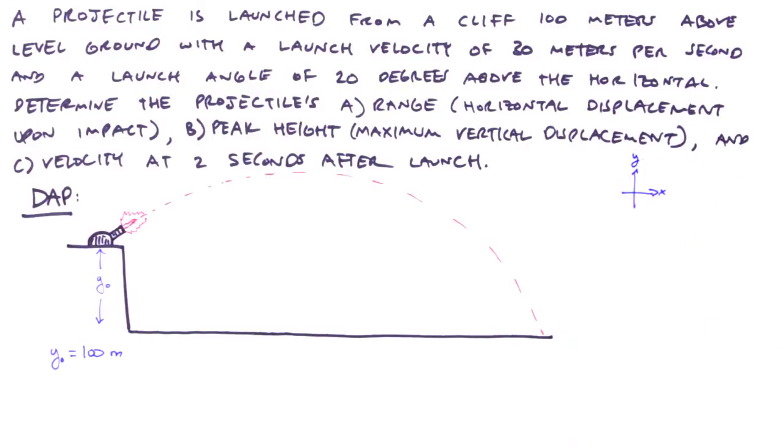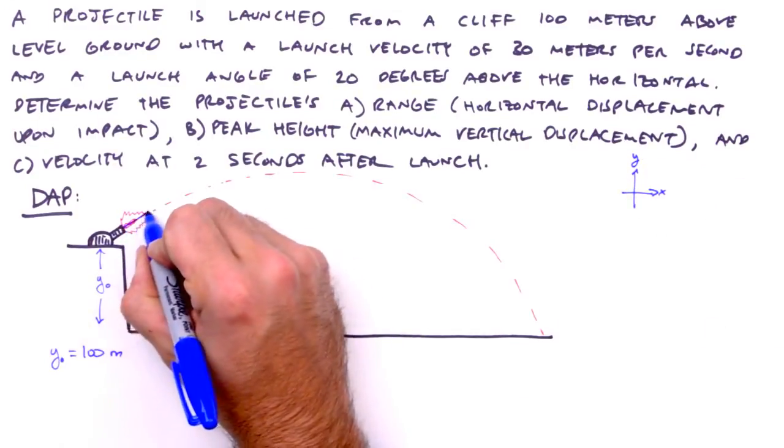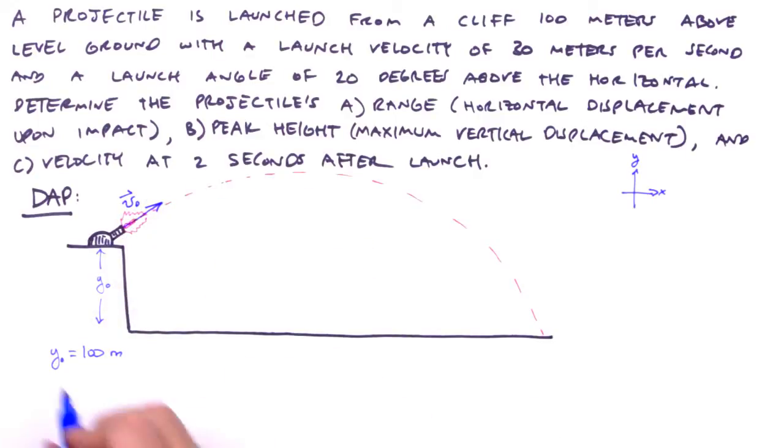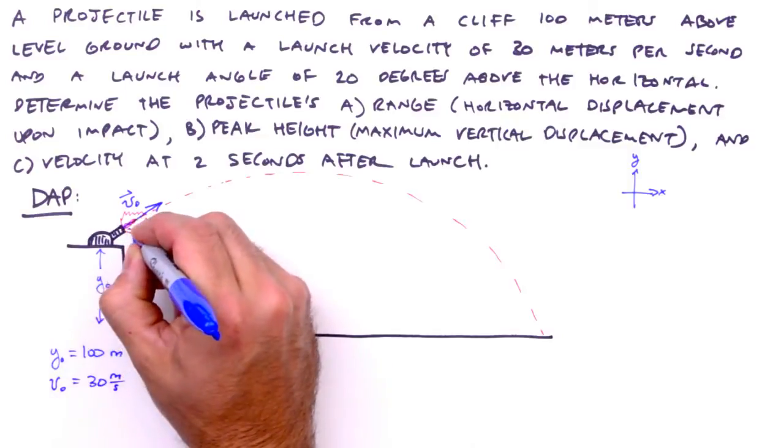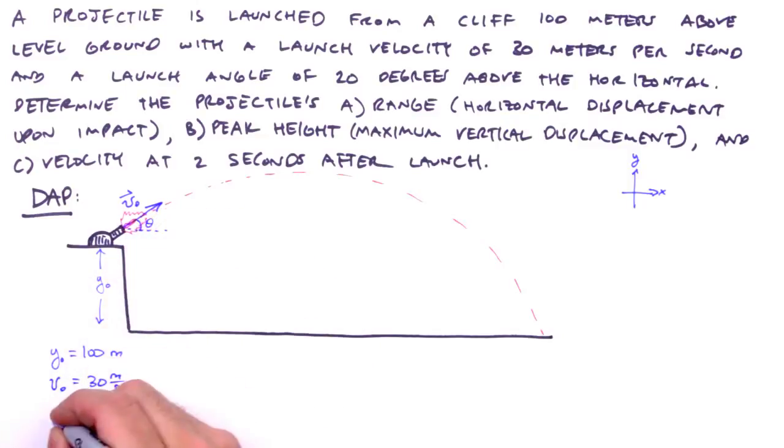it on our drawing. Next, we're given the magnitude of the launch velocity, the initial speed of our projectile. 30 meters per second. We're also given the direction of the launch velocity, so we'll label the angle between the velocity vector and the horizontal as theta, and theta is equal to 20 degrees. So there are some of our knowns. There are a few more that are implied, and we'll address them shortly.